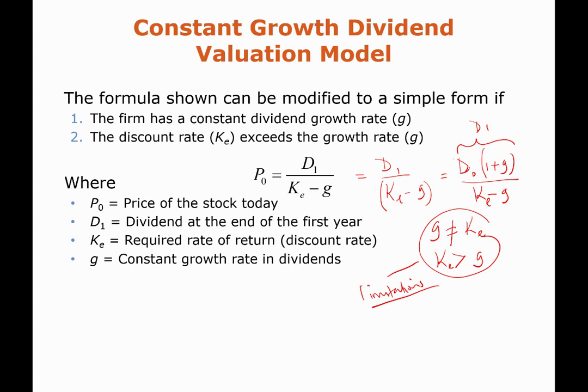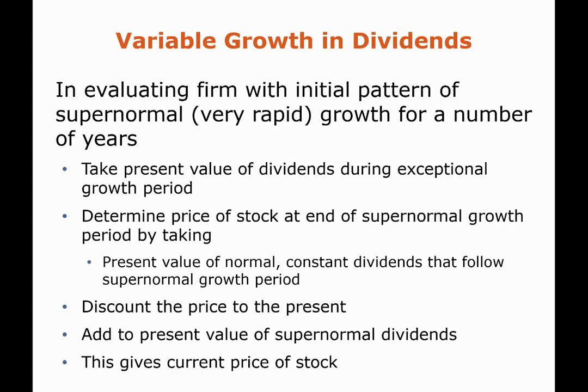But what about if there was none of these two? So what happens if, for example, there is a variable growth in dividends? There's a significant growth in dividends. It's not constant. So you'll have some growth and then you have maybe some constant growth along the way. How can we find the value of the common stock?